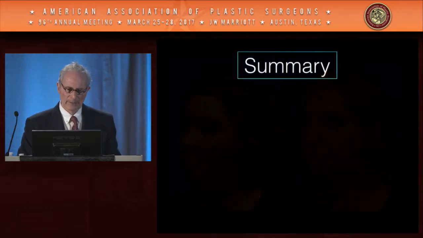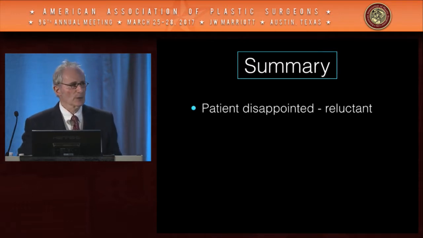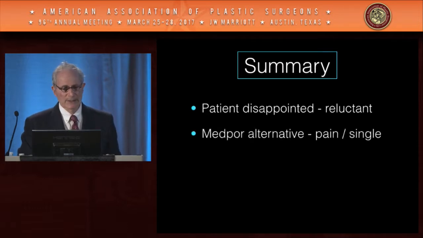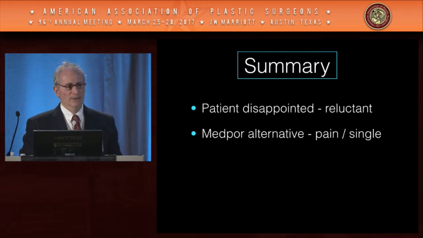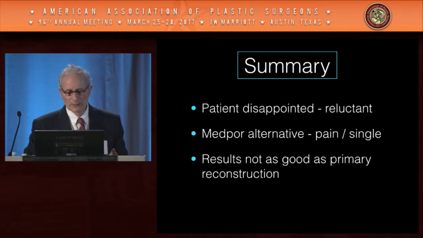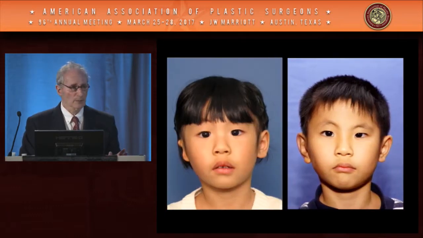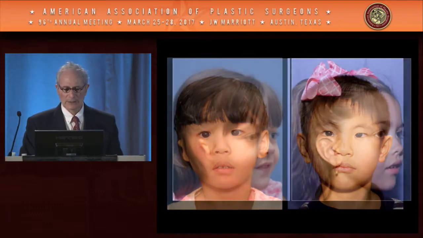So in summary, patients are often disappointed with the rib cartilage reconstruction, but reluctant to do anything more because of their bad initial experience. I think Medpor is a cost-effective and good alternative because of the lack of pain and the fact that it can be done as a single outpatient surgery. We find that the results that we have obtained are not as good as our primary reconstructions because of the scarring. So this is a primary reconstruction, no scarring beforehand.